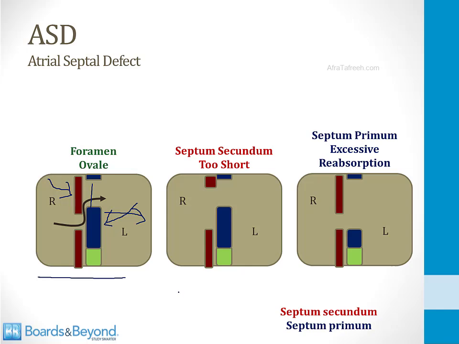The way that a secundum atrial septal defect can form is either from the septum secundum being too short, as shown in the middle of the screen here. If this red structure is too short, it will leave this opening after the baby has been born, and that's a secundum atrial septal defect.